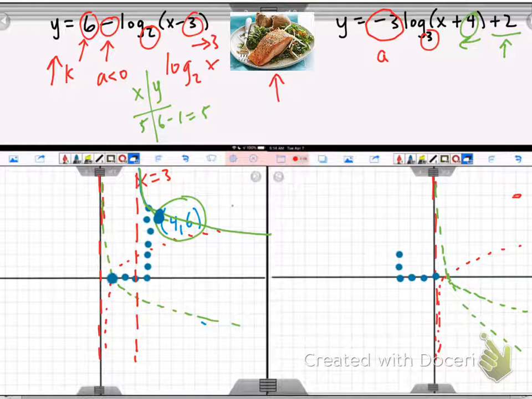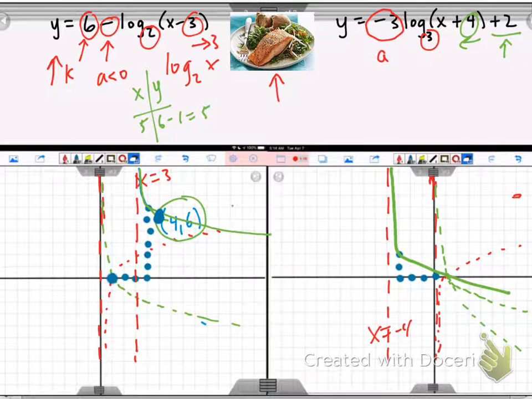If we went left 4, which is what we just did, then we have to move our vertical asymptote to the left 4 units. That means the new vertical asymptote is at x equals -4, and the key point on the graph is right there. We moved left 4, up 2, so the key point is at -3, 2.